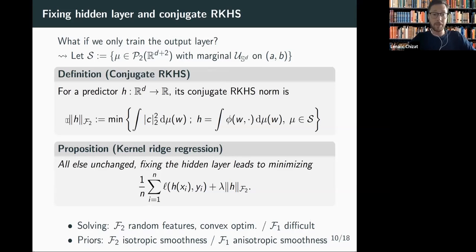So we can define this different norm on the space of predictors, which is the minimum L2 norm of the output weights over all possible decompositions of our function parameterized by our two-layer neural network with distribution mu. But now mu is constrained to have the uniform distribution on the input weights. And again, we can show that training our two-layer neural networks with regularization converges to this minimum L2 norm empirical risk solution.